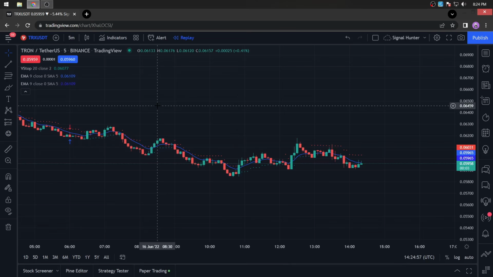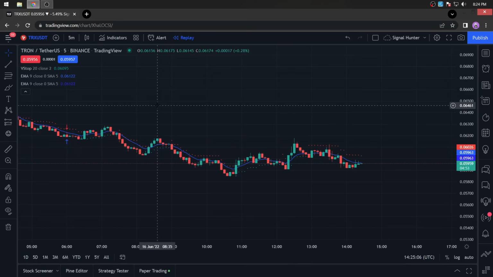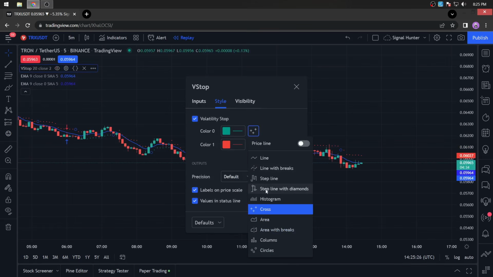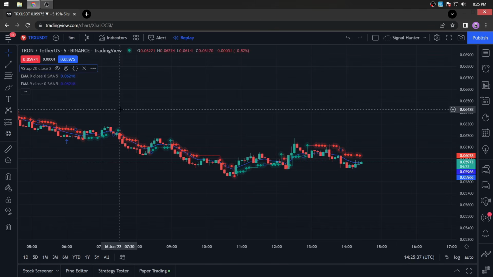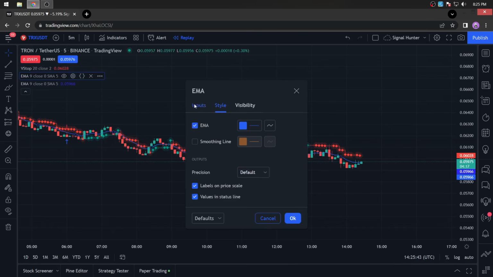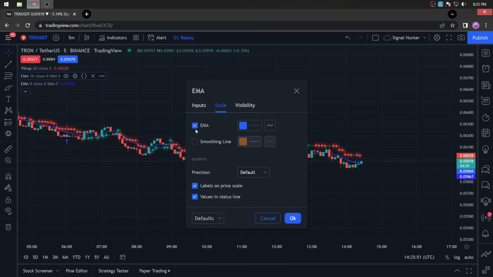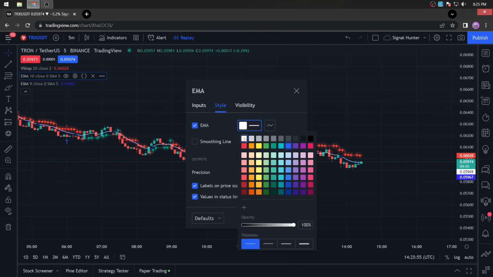Now I just want to change some settings to catch pure signals and make it a little bit more attractive, otherwise you will be confused by the indicator default settings. First go to the volatility stop indicator settings, and from here I want to change the price line type to step line with diamonds and simply save. Now I need two EMA lengths, so I go to the first EMA setting, and the first length will be 10 period EMA. To look more attractive, I go to style, change the color to white, and also increase the thickness.